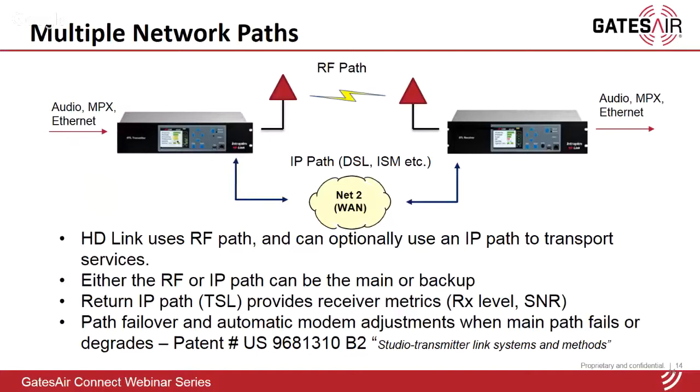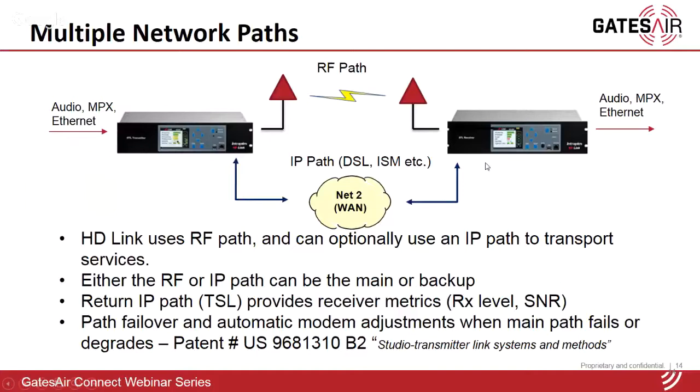And depending on the quality of the IP path, it can be set as the main path and the RF as the backup path. But in most cases we have seen so far, it's the other way around. That is, the RF is the main path, and when that fails or degrades, the services can be failed over to the IP path. But the IP connection quality has been improving of late, and therefore we expect to see more of the other use case as well.